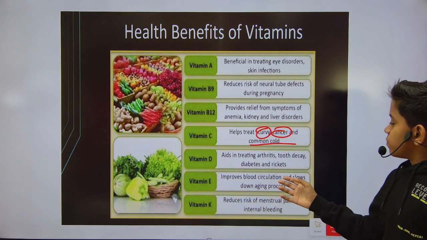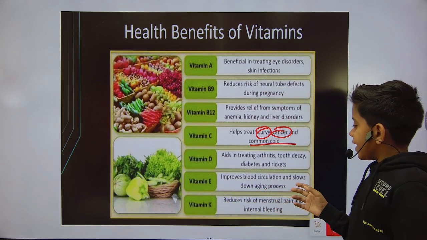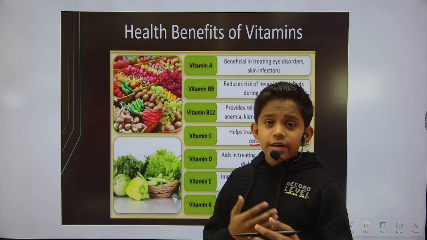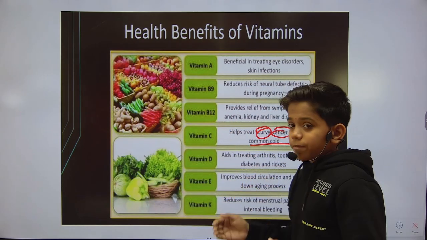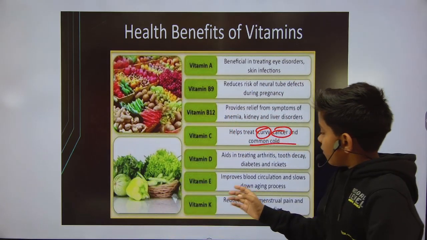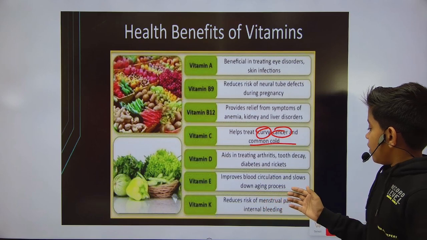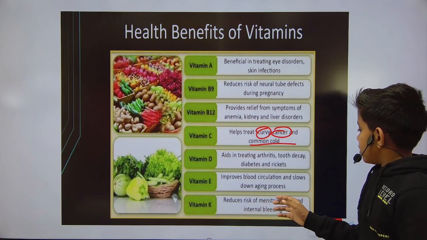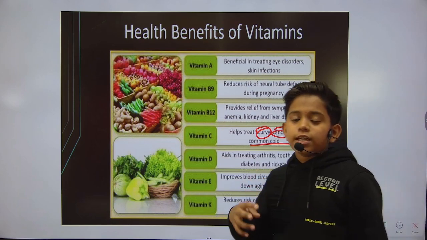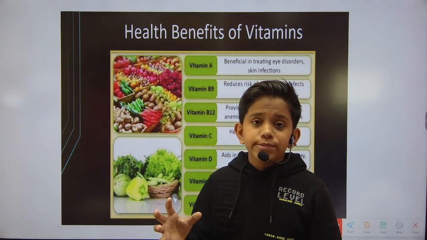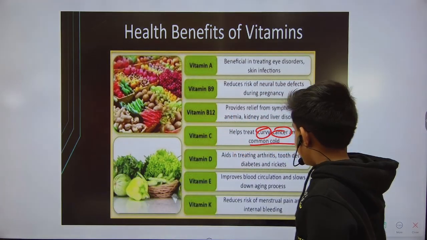Vitamin E improves blood circulation and slows down aging process. Means vitamin E is used for improving blood circulation. Vitamin K reduces risk of menstruation pain and internal bleeding. Means suppose there is internal bleeding in our body, it stops it or reduces the pain of it. Vitamin K.